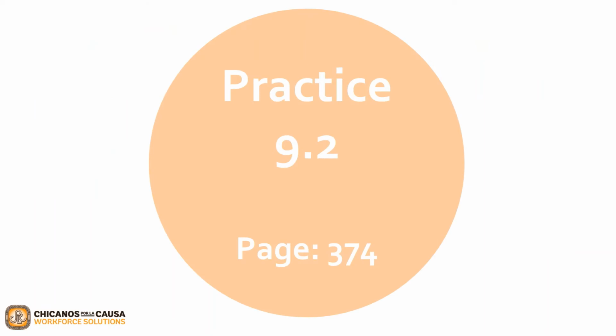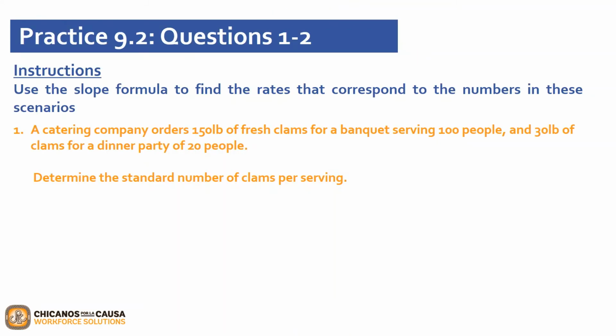We are now moving on to practice 9.2, found on page 374. At this time, go ahead and follow these instructions, pause the video, and try to work through them on your own. Use the slope formula to find the rates that correspond to the numbers in these scenarios. Once you've worked through them on your own, go ahead and click play so that we can review them together.